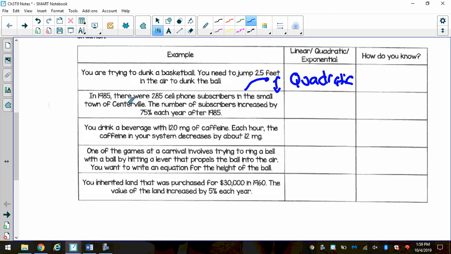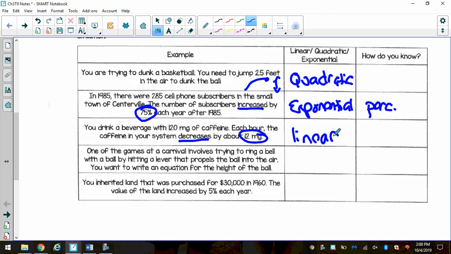So the next one tells you we have 285 cell phone subscribers in a small town, and it's increasing by 75% each year. So that percent, since it gave us a percent increase, that's going to tell me that it's exponential. And the next one tells us we drink 120 milligrams of caffeine, and that it's going to decrease by 12 milligrams each, decreasing. That's linear, it's because it's decreasing at a fixed amount.